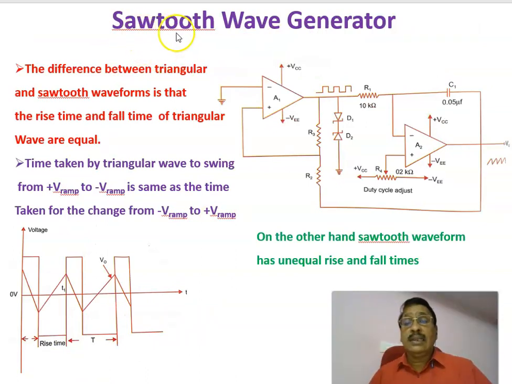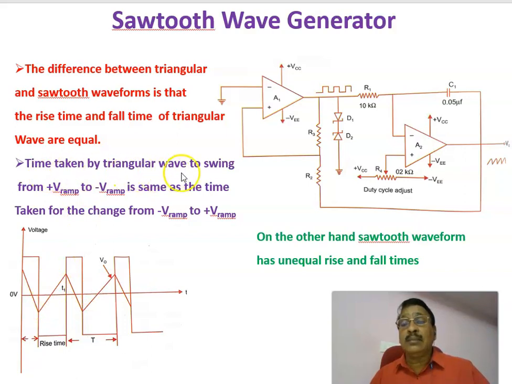Next we will be seeing the sawtooth wave generator. The difference between a triangular and a sawtooth wave generator is that the rise time and the fall time of a triangular wave are equal. If you take a triangular waveform, the rise time and fall time are both equal. In the case of a sawtooth, that is different. The time taken for the rise is not the same as the time taken for the fall.